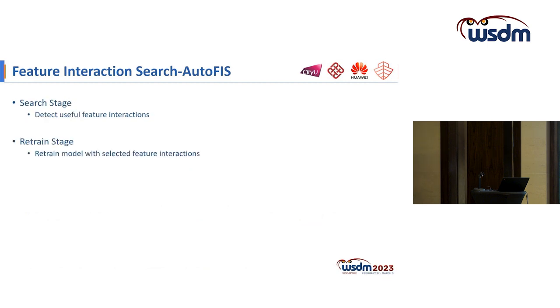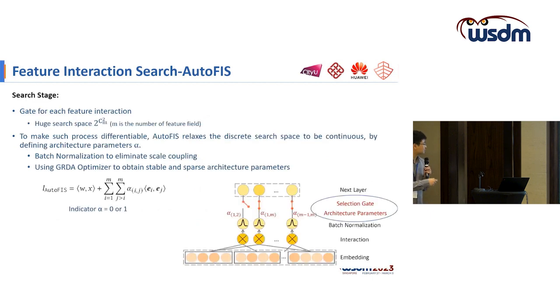There are two stages in this work. The first one is called the search stage, which tries to detect all the useful feature interactions. The second stage is called the retrain stage, which retrains the model with the selected feature interactions. Let's see the search stage. Actually, it is very simple. The basic idea is that I first enumerate all the feature interactions, and for each of them I assign a gate operation. If the gate is connected, that means the corresponding feature interaction is useful. Otherwise, the corresponding feature interaction is useless.